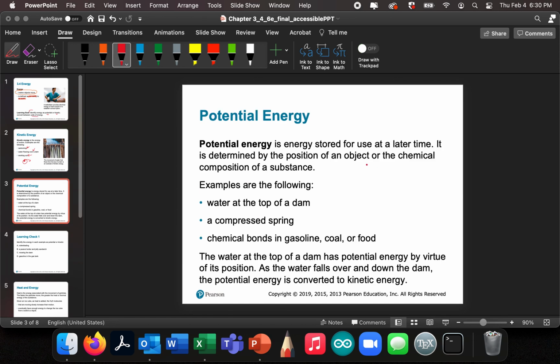Potential energy is the energy that's stored for use at a later time, and we oftentimes say the energy of position. It's determined by the position of an object or the chemical composition of a substance, okay? So examples of the following: water at the top of the dam has potential energy, a compressed spring has potential energy, and chemical bonds in gasoline, coal, or food. Those are potential energies, okay?